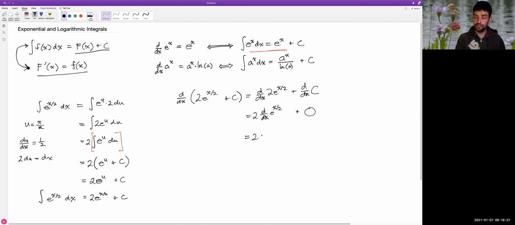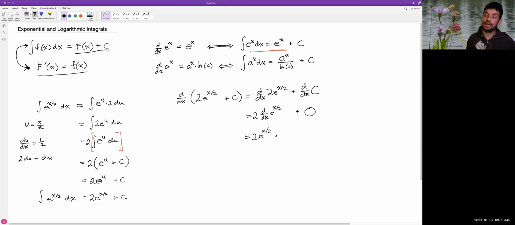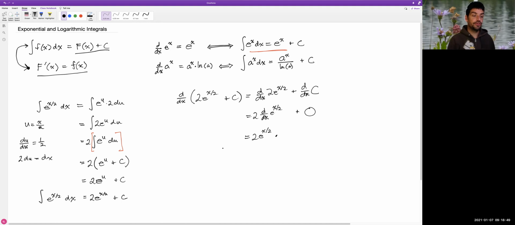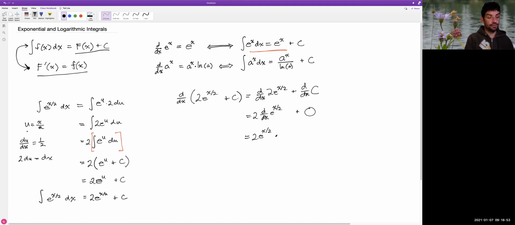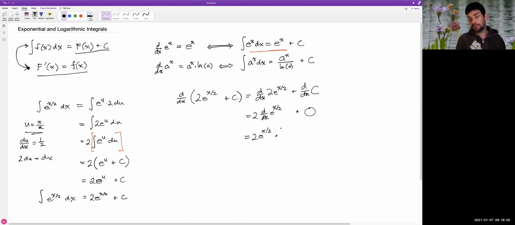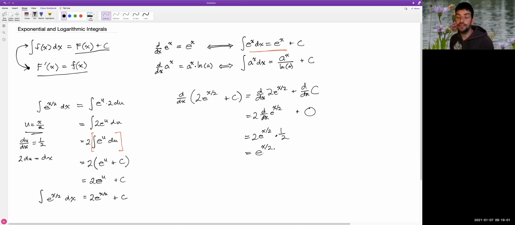The outer function is the exponential, which just gives us the same function back. But the chain rule says multiply by the inner function, the one we've composed, and that's x over 2. We just took that derivative right over here. It gave us a derivative of 1/2, and that 1/2 and that 2 combine to give us a 1. And so we end up with just e to the x over 2, which is exactly what we thought, right?